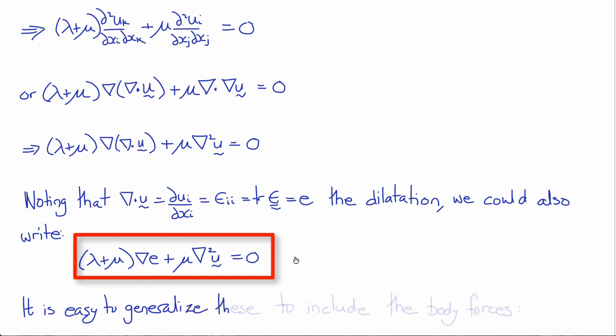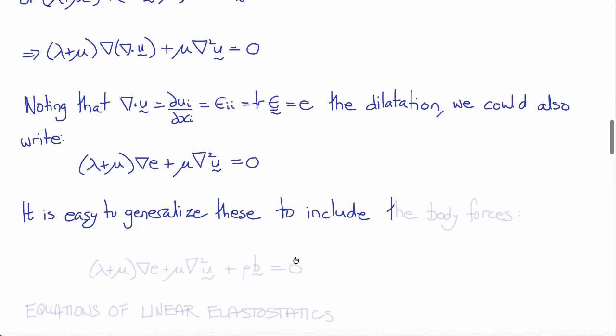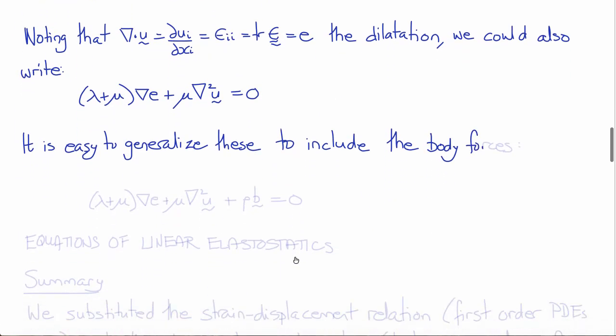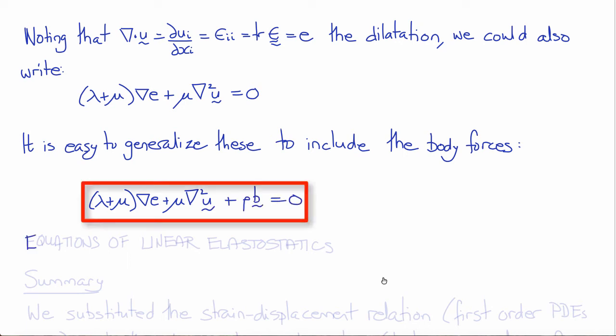And it would be easy to generalize these equations to include the body forces simply by adding in rho b. And thus we would obtain (lambda plus mu) times grad e, the dilatation, plus mu times the Laplacian of u plus rho times b is equal to zero. And these are the equations of linear elastostatics for an isotropic Hookean elastic solid.